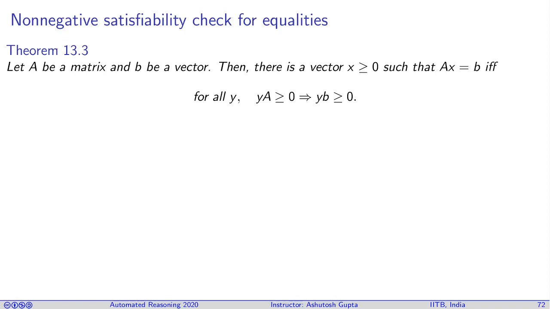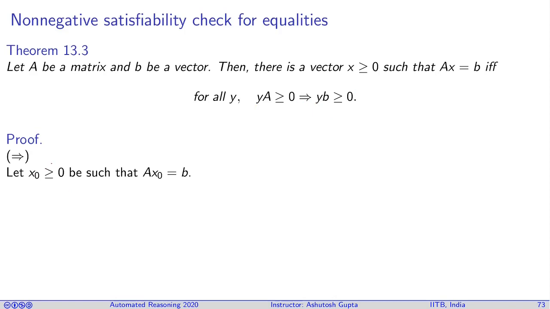Let's suppose you have a matrix A and a vector b, and you have the constraint x greater than or equal to 0. You want to see if Ax equals b. The theorem says this is true if and only if for all y the following holds: yA greater than or equal to 0 implies yb greater than or equal to 0. So how do you prove that?